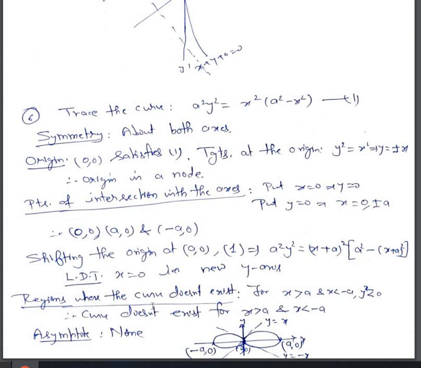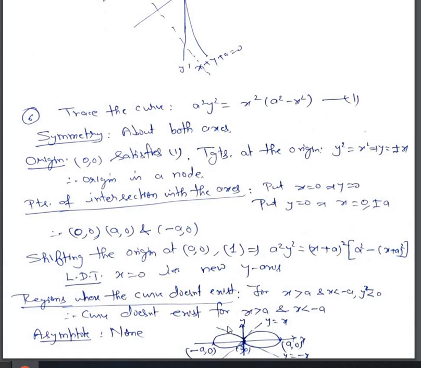And the last point, regions where the curve does not exist. From here you can see that if x is greater than a or x is less than minus a, then in that case y square is negative. So therefore the curve does not exist for x greater than a and x less than minus a. And there is no asymptote which is parallel to the x axis or y axis.